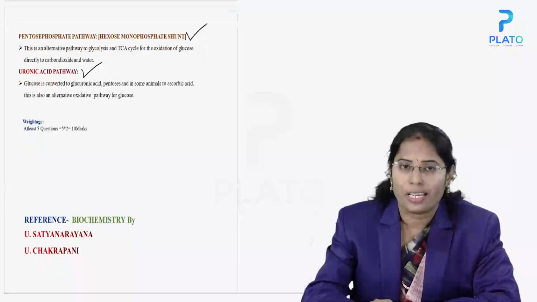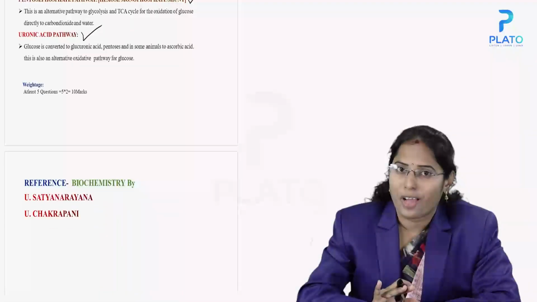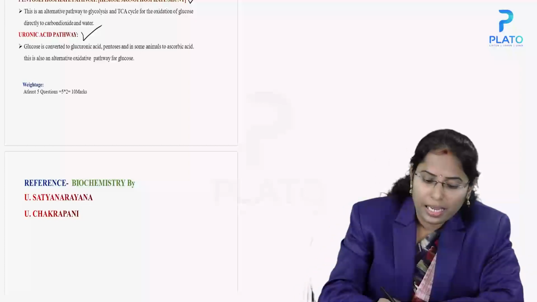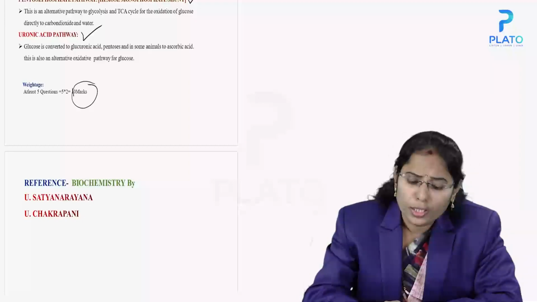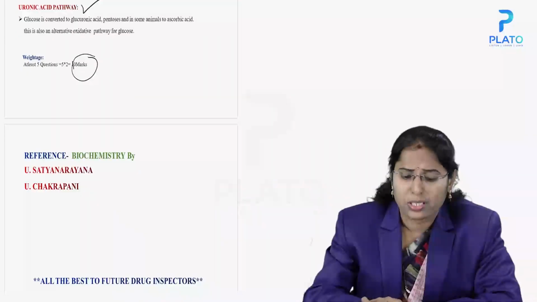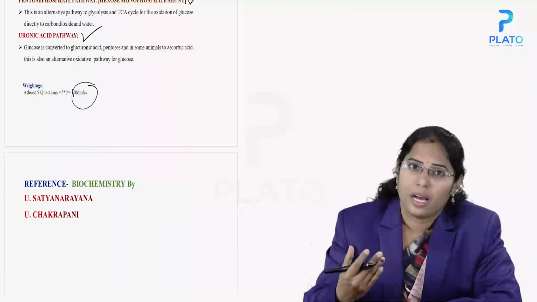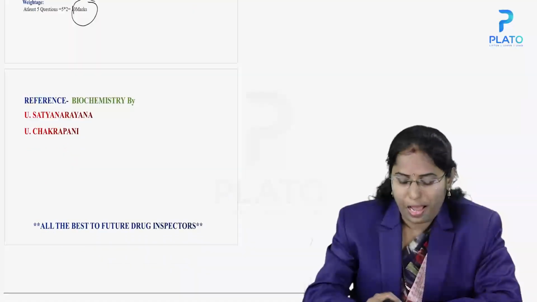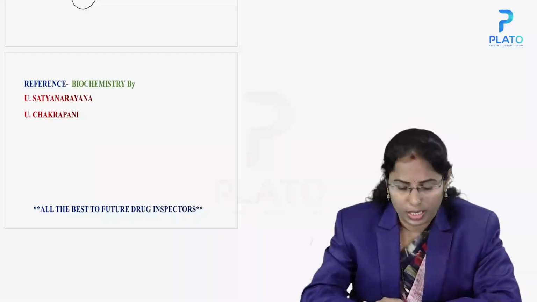And coming to the weightage, from biochemistry we can expect at least 5 questions, and each question carries 2 marks. So overall, you will have 10 marks. All the questions will be direct. This biochemistry syllabus is very small, so it is an area where there is scope for scoring almost all the 10 marks. Coming to the reference part, you can refer to the biochemistry book by U. Satyanarayana and U. Chakrapani.